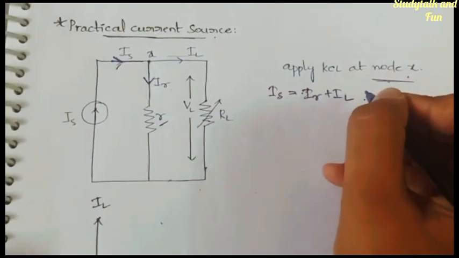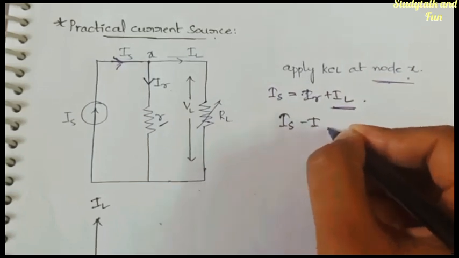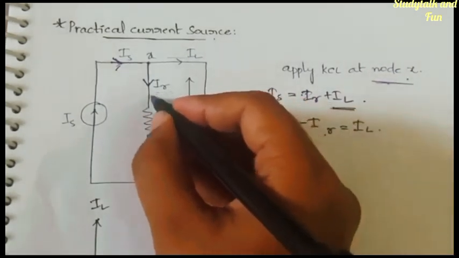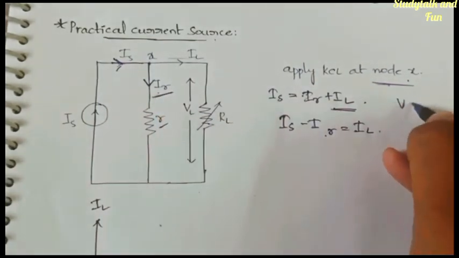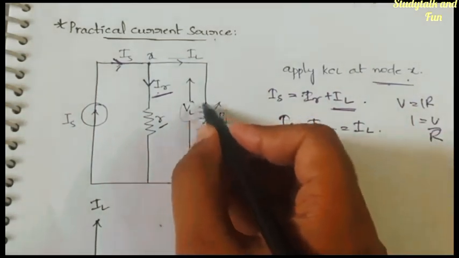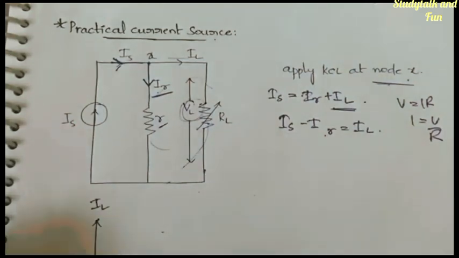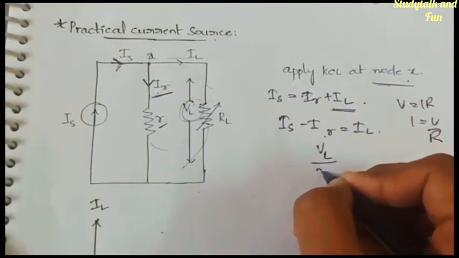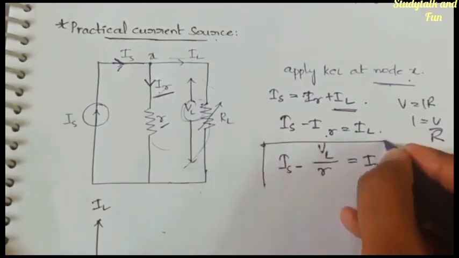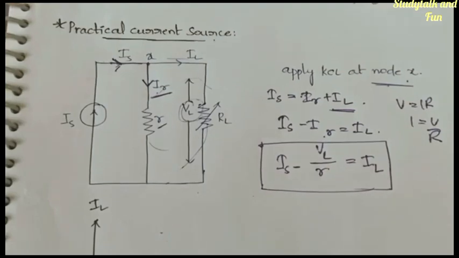That's all, very simple. Okay, so from this, what IL you will get is IS minus IR is equal to IL. IR is nothing but V by R, right? So I will be equal to V by R. So V is nothing but here VL. What voltage is there in this loop? In the current complete circuit, we are having only one voltage, VL. So VL by small r. IS minus VL by small r is equal to IL. This is the equation we get for practical current source.